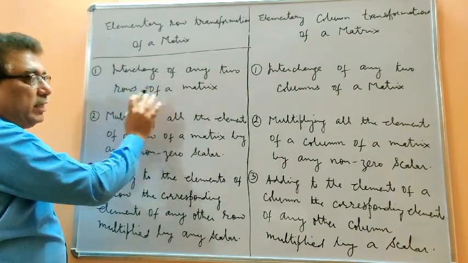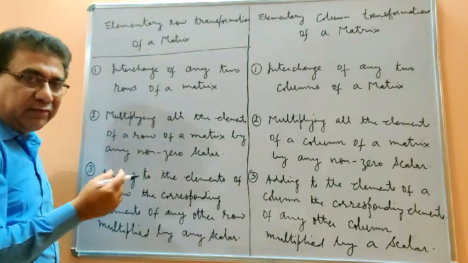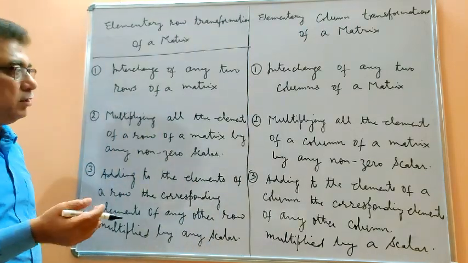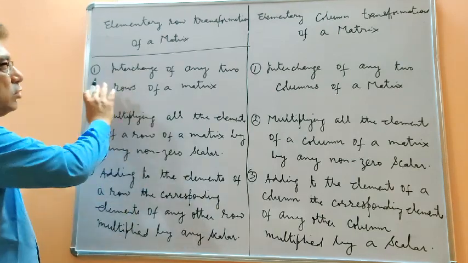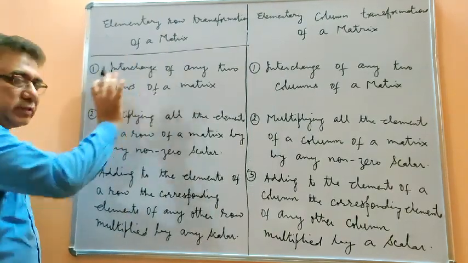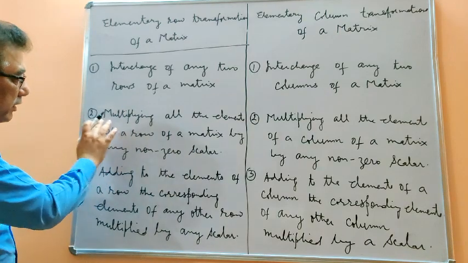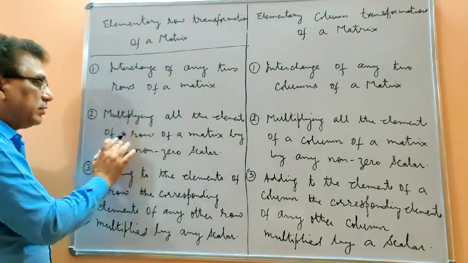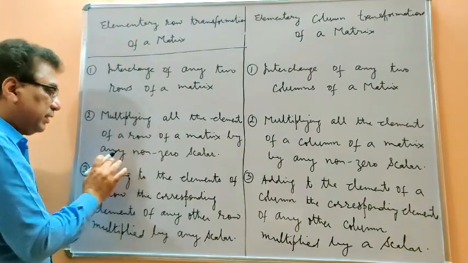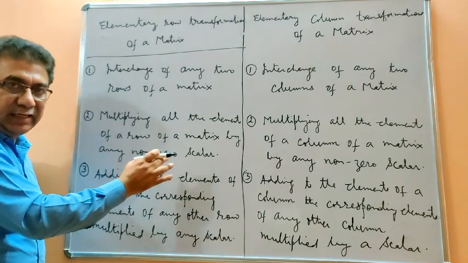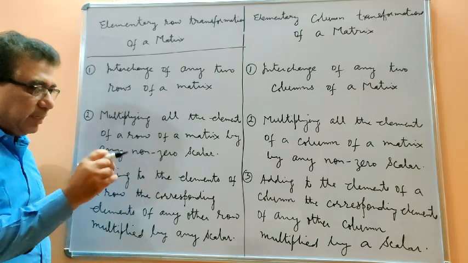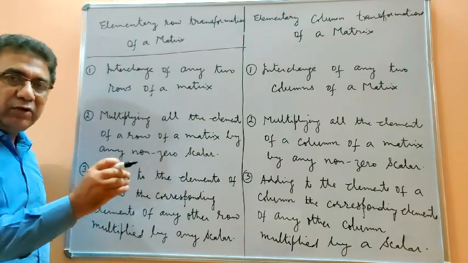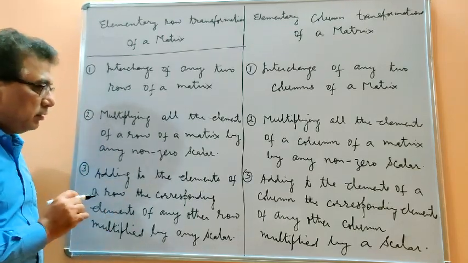Suppose we have an order 3 matrix, so we can interchange any two rows, like R1 and R3. That is called an elementary row transformation. The second type is multiplying all the elements of a row of a matrix by a non-zero scalar. We can multiply any row by any non-zero scalar, and that will also help you find the inverse.